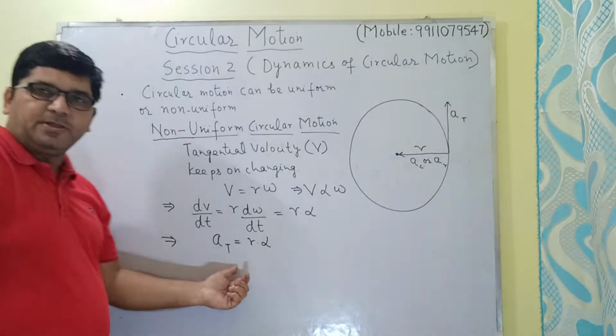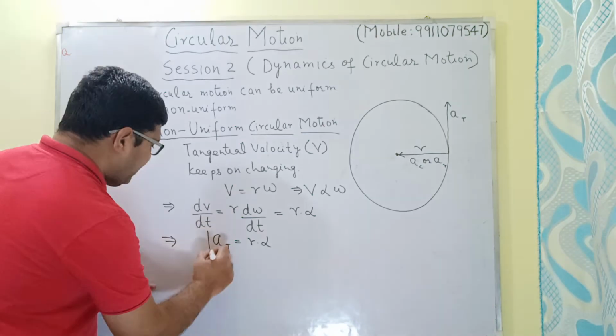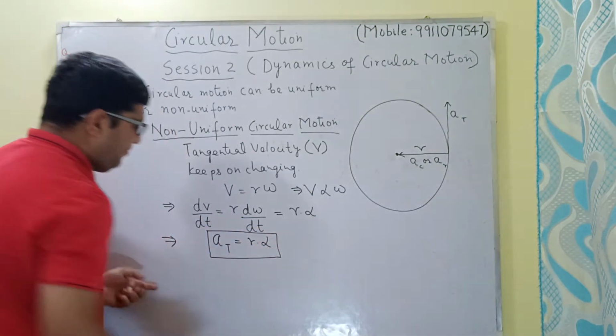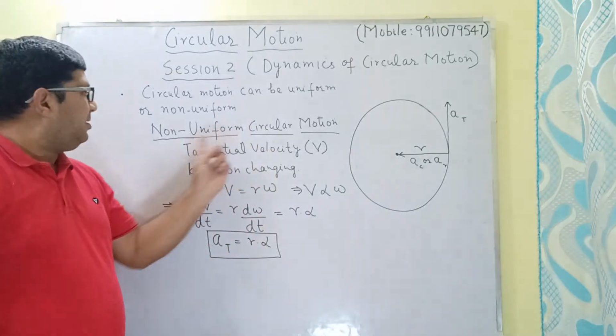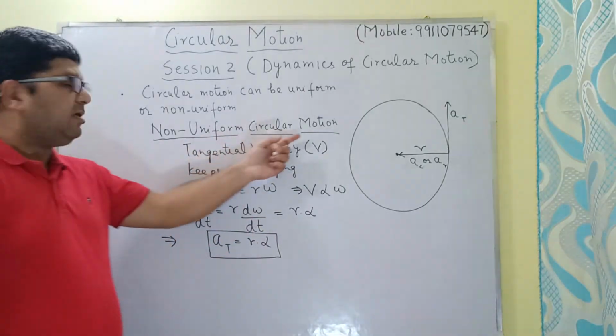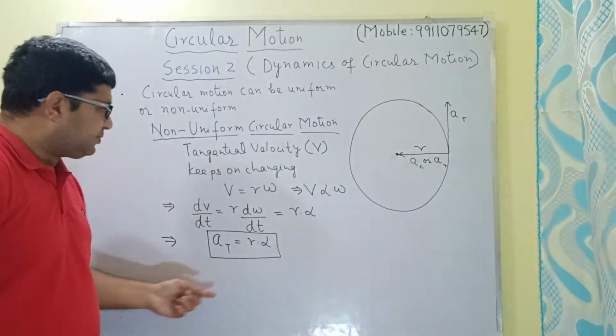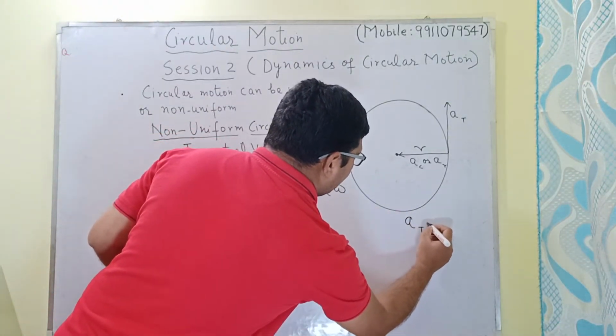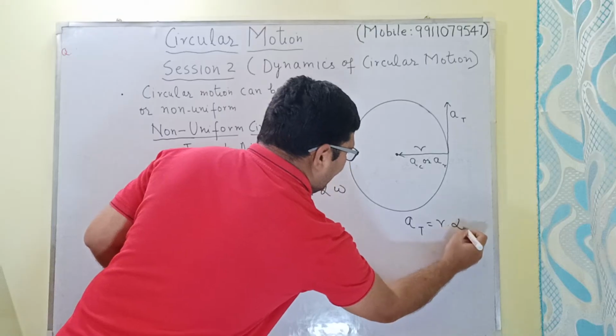So this is an important relation when this circular motion is non-uniform. AT is equal to R into alpha.